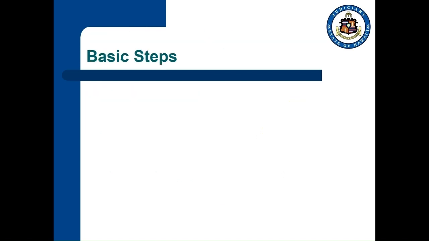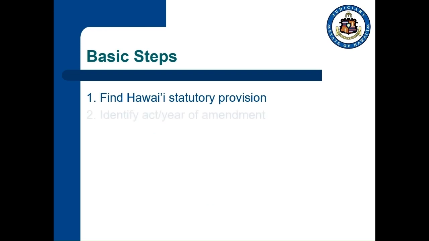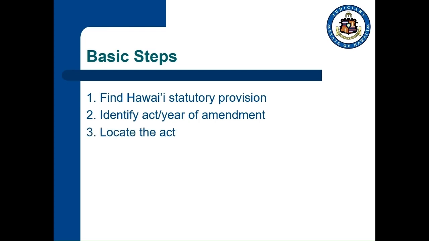Here are the basic steps. To start, you'll need to identify the specific Hawaii statutory provision that you're interested in and locate its full text. Next, you'll need to identify the act number and legislative year or year of amendment that led to the creation of the statute. Third, you'll need to find the full text of the act. And then finally, you'll be able to track the history of the bill for the act through its enactment.